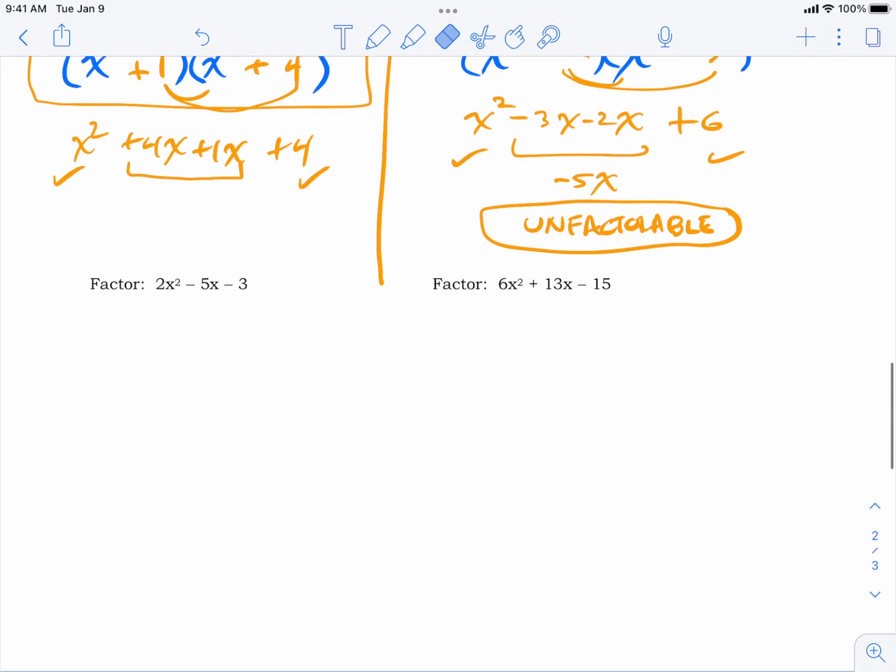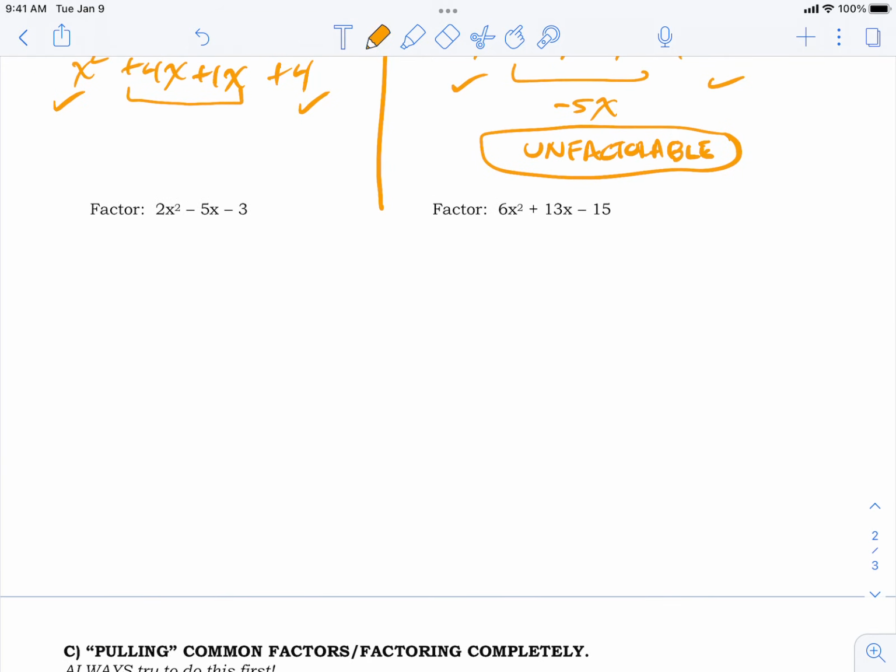Boy, I sure hope these work. Okay, so let's try these two. Now this one's a little more fancy because it's not just an x squared, it's a 2x squared. So how does that change things?